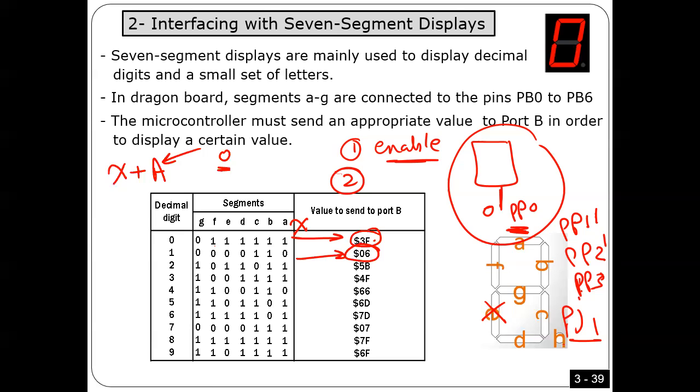X plus 2, this is for 2. X plus 3, this is for 3, and so on. Is that okay? You will see right now how we're gonna do it.